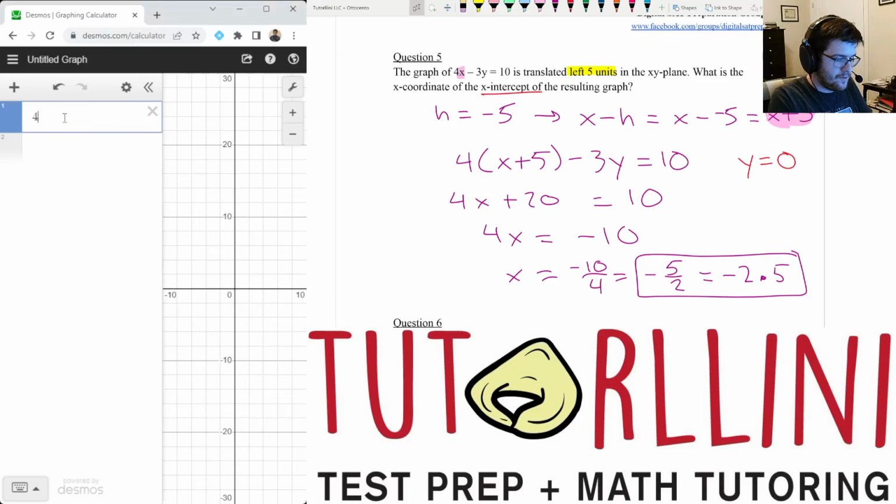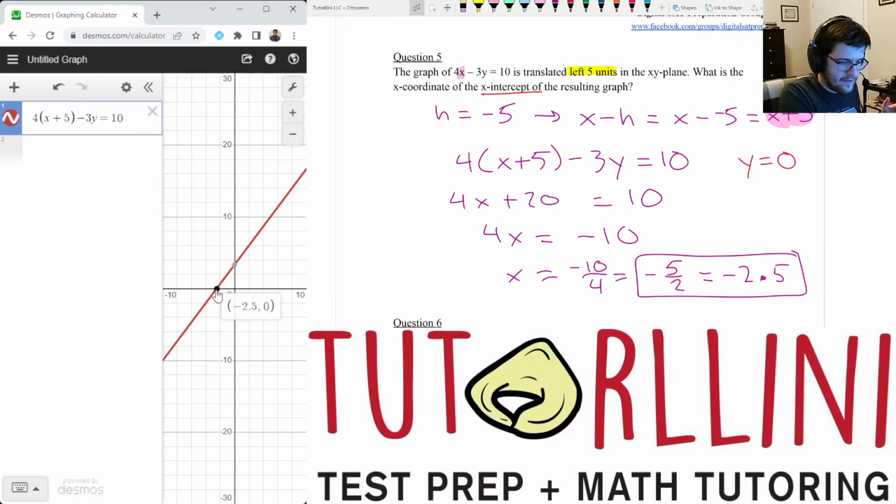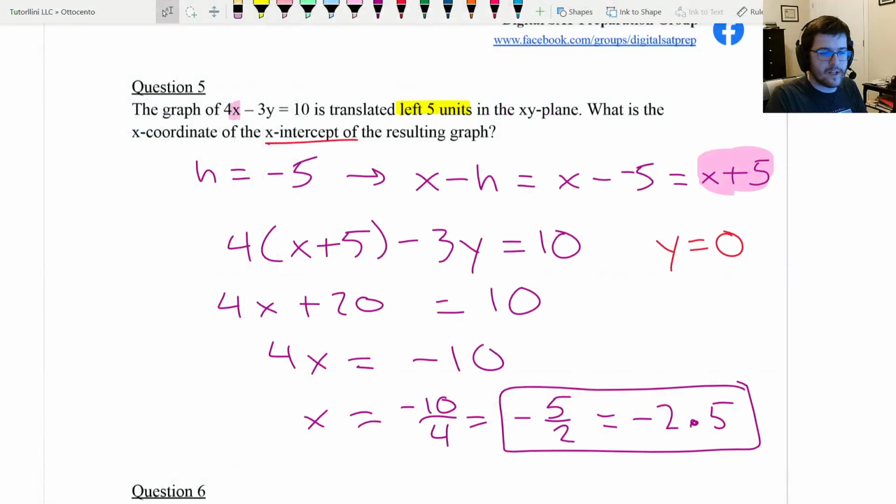So we're going to do 4, hopefully we did this right, x plus 5 minus 3y equals 10, and we want to find the x-intercept. Negative 2.5, again, just double check. Okay, 5 left, that's an h of negative 5. And then x minus h, x minus negative 5, that's x plus 5. Looks good. All right, let's come back over here. Let's do number 6.